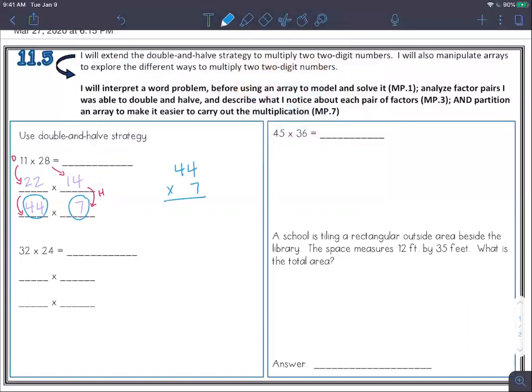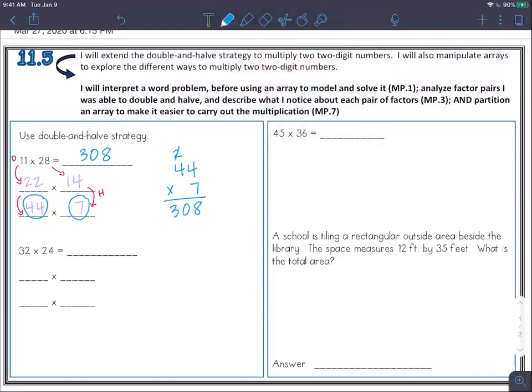Okay. 4 times 7, 28. 4 times 7 again, 28, 29, 30. Okay, and that's a little faster than trying to solve 11 times 28. Let's try it down here.